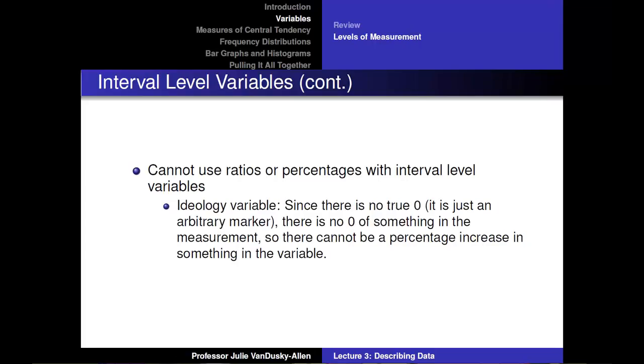Note that because interval level variables have no true 0, we cannot use ratios or percentages with them. Since there is no true 0, it is just an arbitrary marker. There is no 0 of something, so there can't be a percentage increase of something. To illustrate with the ideology variable, since there is no true zero in the variable, there is no zero of something in the measurement, so there cannot be a percentage increase in something in the variable.